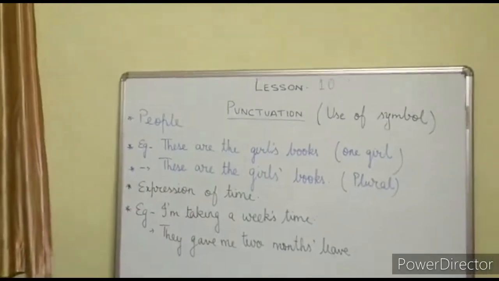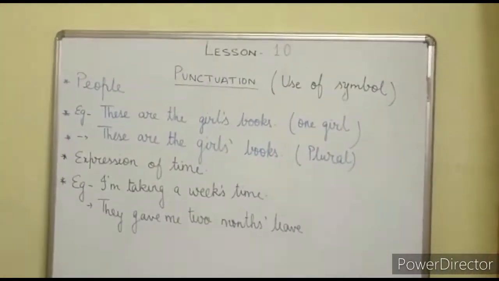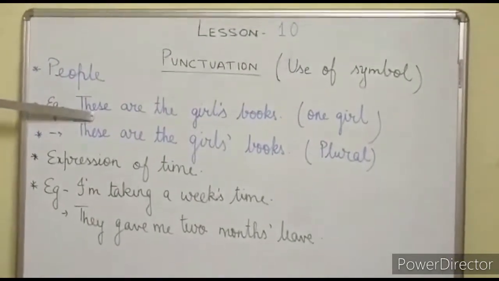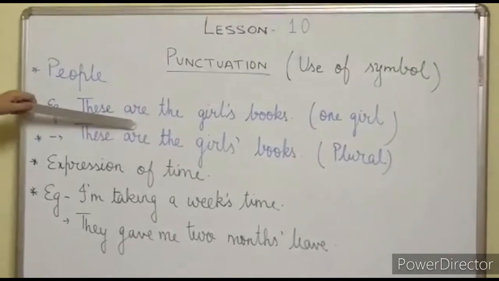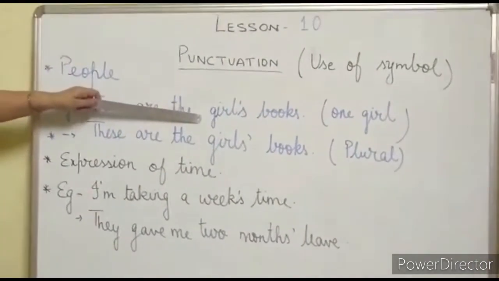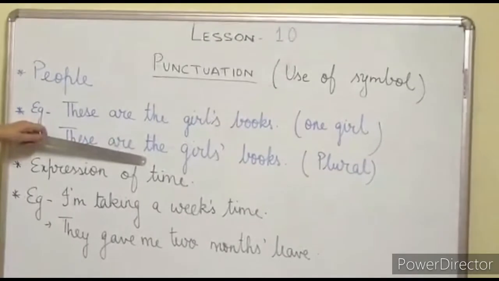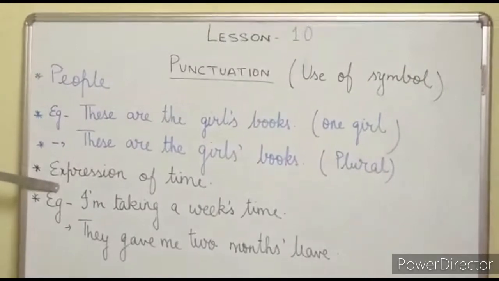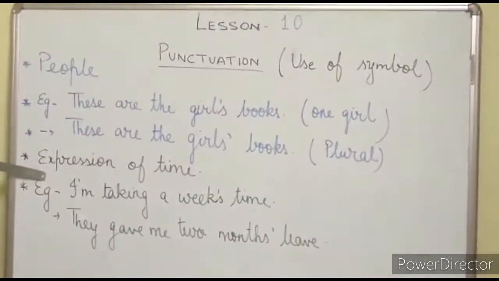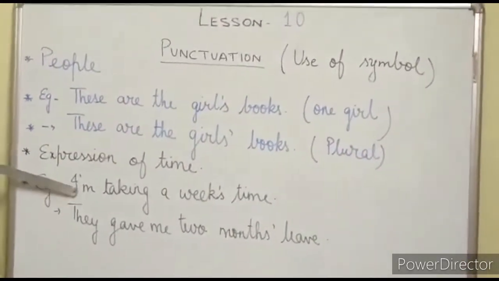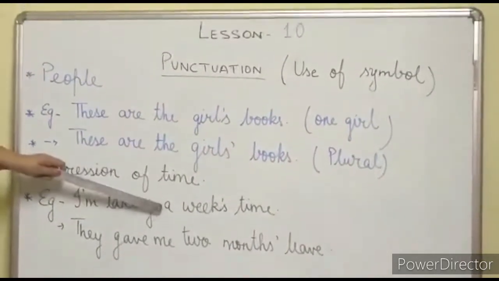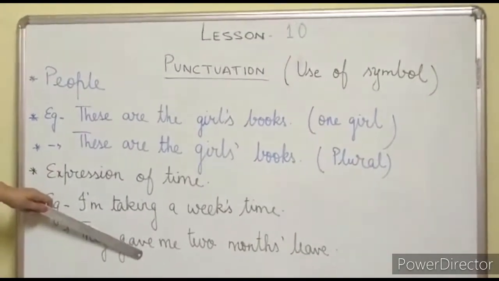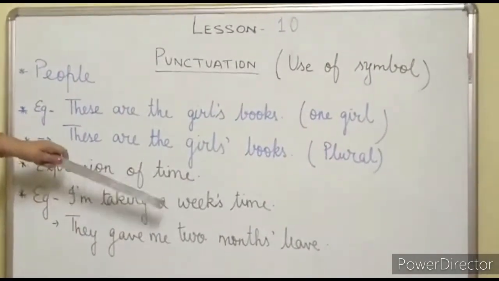I am explaining it once again, students. The third place where we use apostrophe is with the people. The example is again the same. Both the sentences are the same. This is the girl's book, where the apostrophe is before S, it is singular. Where the apostrophe is after S, it is plural. And the next is with the expression of time. When we are expressing time, we are using apostrophe. Again here students, singular and plural. A week, that means 1 week, so the apostrophe is before S. And 2 months, 2 means plural. So again here the apostrophe is after S.